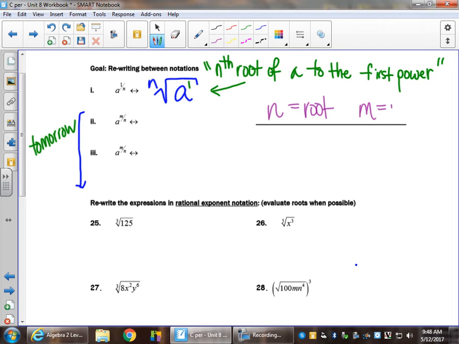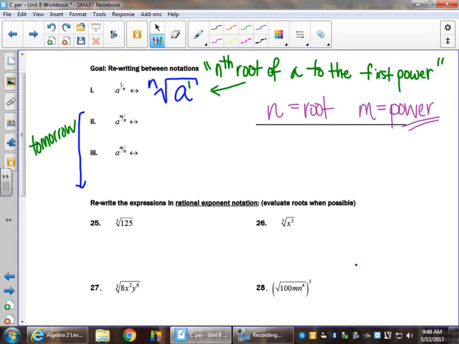M is the power. So that's the start of class's new learning, which we're about to go over right now together. All last night, it was always to what power? The first power, because 1 was in the numerator. We're going to learn how to have something other than 1 as a power. It's not bad.